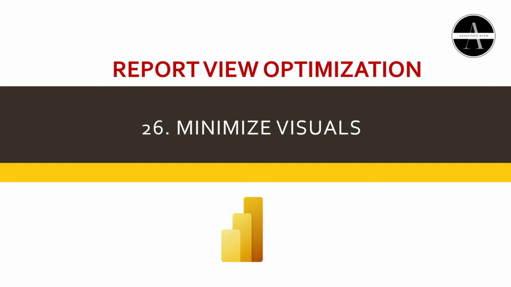Point number 26 is minimize visuals. First, minimize the number of visuals on your report. While it can be tempting to add multiple elements to make your dashboard look rich, too many visuals can slow down your report. Instead, combine KPIs, meaning key performance indicators, into fewer visuals. For instance, you can use multi-row cards to display multiple KPIs in a single visual instead of creating a separate visual for each one. Fewer visuals mean fewer calculations for Power BI, speeding up your report.